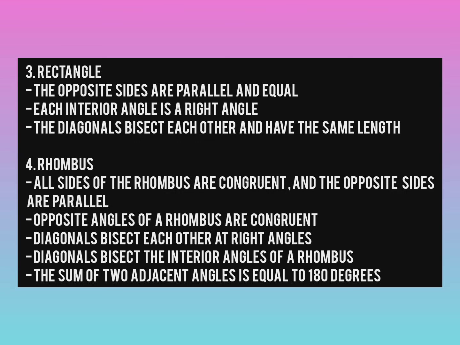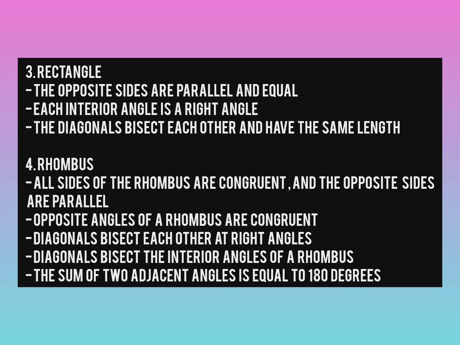Number 3, rectangle. The properties of a rectangle are: the opposite sides are parallel and equal. Each interior angle is a right angle. The diagonals bisect each other and have the same length.